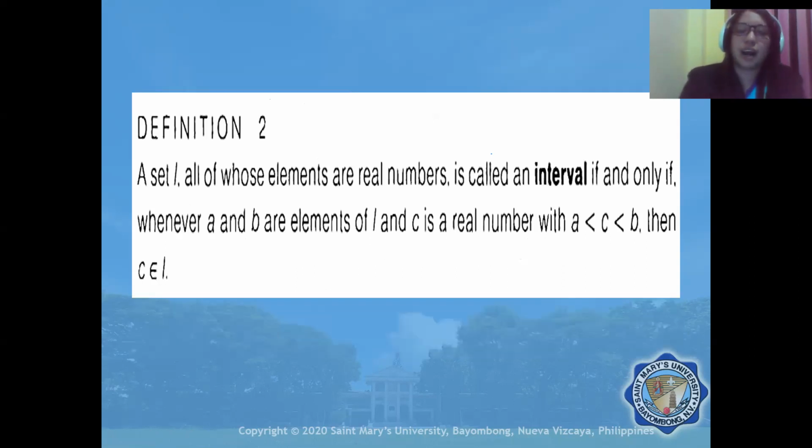Okay, next. For our definition number 2, a set I of real numbers is called an interval if and only if whenever A and B are elements of I and C is a real number between A and B, so C is in between A and B, then C is an element of I.